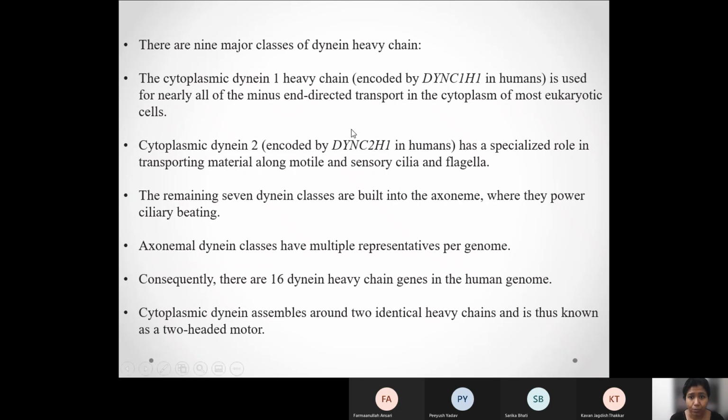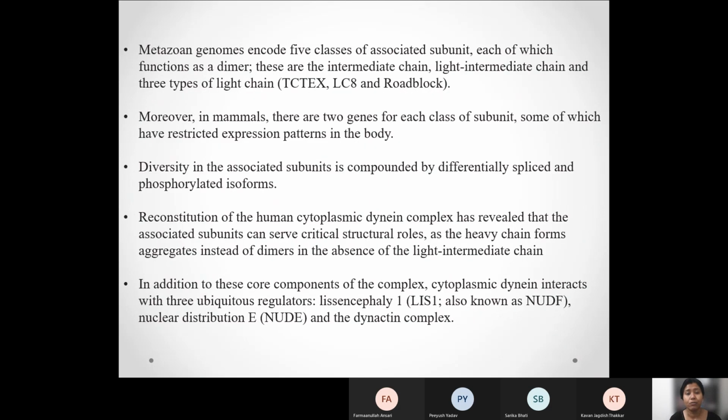So you have these two cytoplasmic dyneins, and the remaining 7 other classes of dynein heavy chains all go into building these axonemes or these cilia and flagellar structures. So they help in beating of the cilia and flagella. Now, axonemal dyneins can have multiple copies in the genome. Also, the dynein mRNA can be alternatively spliced. There could be phosphorylation and other post-translational modifications that give rise to a certain amount of diversity between dyneins.